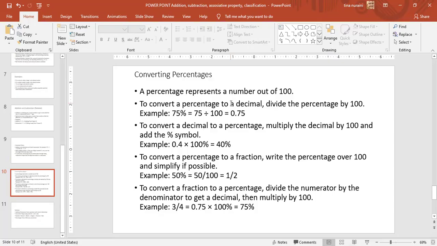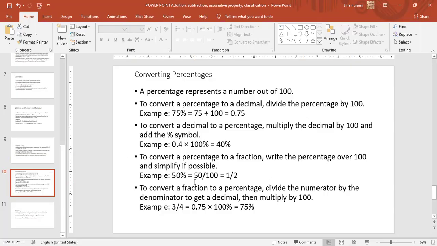0.75. To convert a decimal to a percentage, multiply the decimal by 100 and add the percent symbol. Example, 0.4 times 100%, result 40%. To convert a percentage to a fraction, write the percentage over 100 and simplify if possible. Example, 40%. The result is 40 divided by 100, and the result is 2/5.